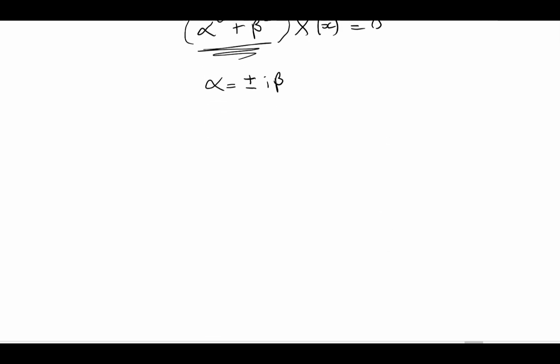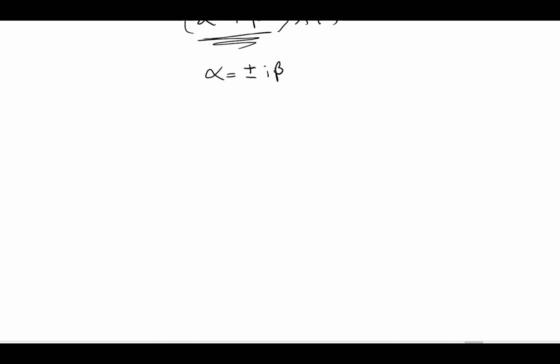And we go through the same derivation as I showed earlier, where we can actually rewrite this X term as an oscillatory function in terms of cosine and sine. So let's rewrite that now. You can go back and review, but X(x) is equal to C3 cosine beta x plus C4 sine beta x.